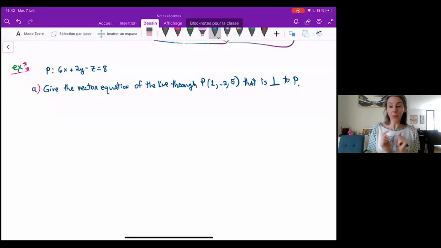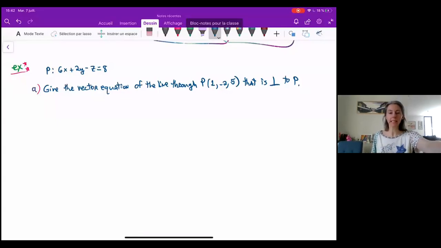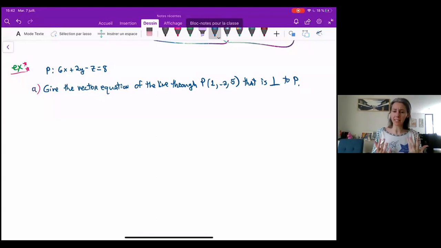Okay, so we are still working with equations of planes and lines. Let's bring some planes into it now. So here we're given this plane. This is the general equation of the plane: 6x + 2y - z = 8. And I want to find the vector equation of the line that passes through this point, (1, -2, 5), and is perpendicular to my plane P.